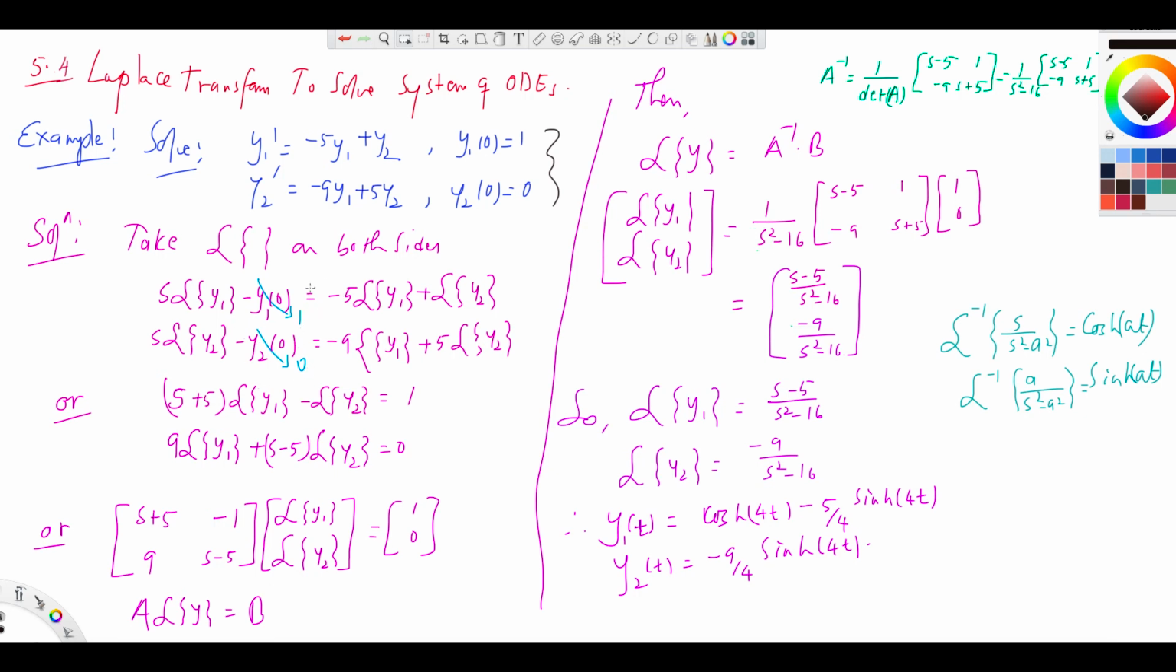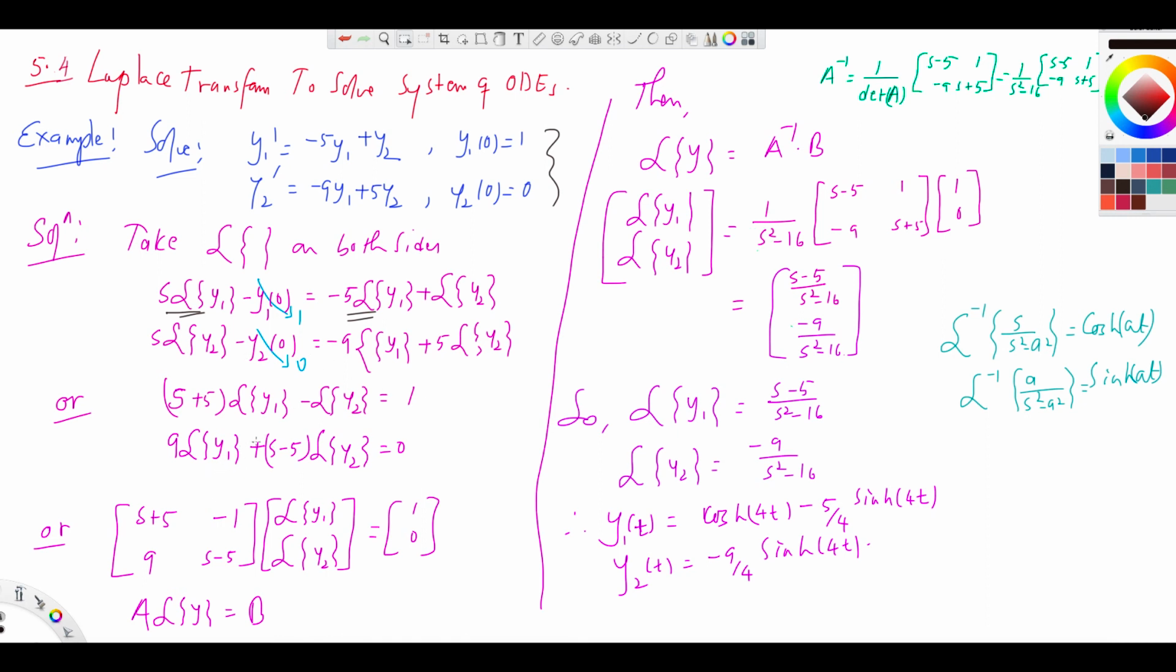What I did after that is I collected this term and that term on the left side. So I got s plus 5 times the Laplace transform of y1, taken out, minus the Laplace transform of y2. I brought all the Laplace transforms to the left side, and it equals 1, since negative 1 goes to positive 1 on the right side. Similarly, we did the same for the second equation.